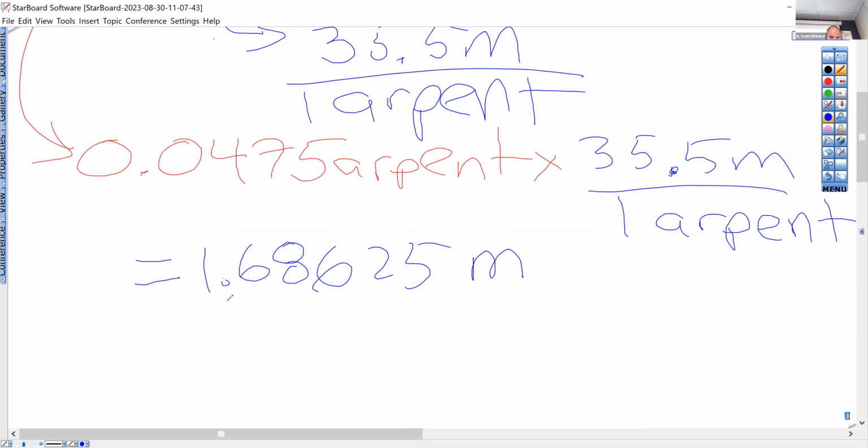475. I need 3 sig figs again. And where's my first sig fig? It's here. Where's my second? It's here. Where's my third? It's there. And the next number is higher than 5. What do you do with the 8 when the next one's higher than 5? A 9. 1.69 meters gets you 2 out of 2 points.